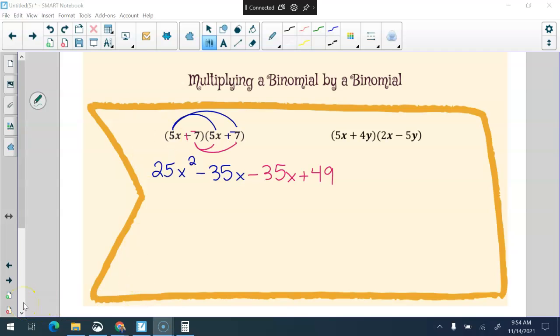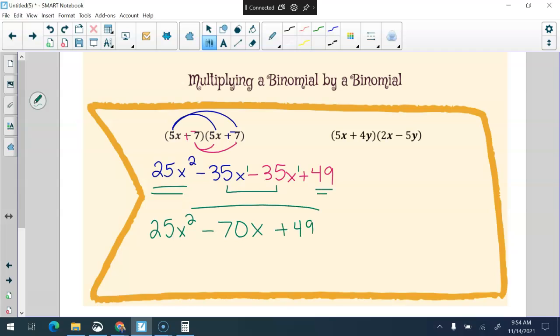Now that we're done multiplying or distributing, we're going to add or subtract, and I do have like terms. So my first term is a 25x squared. My middle term is going to be -35 and -35, making -70x. And then I have a +49, my only constant. My trinomial is done.